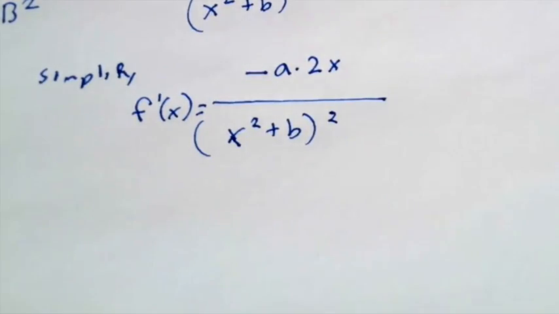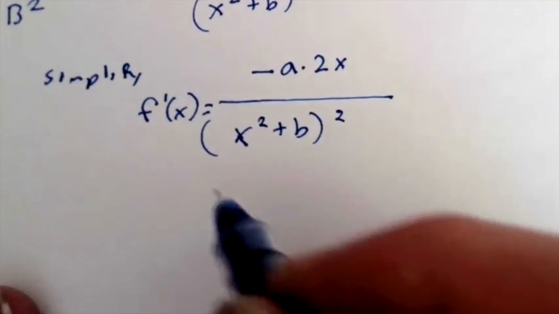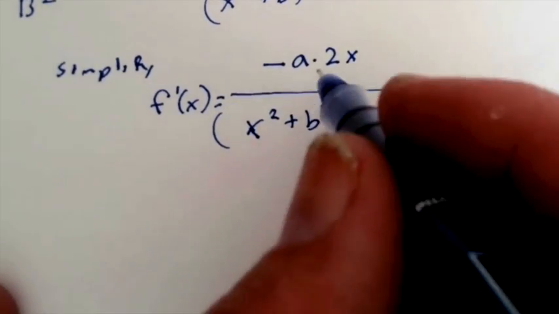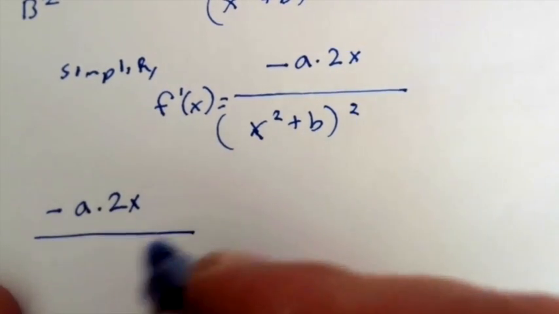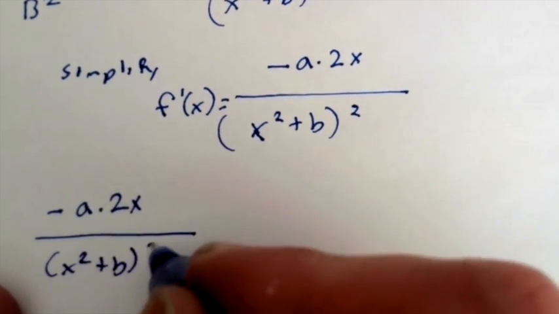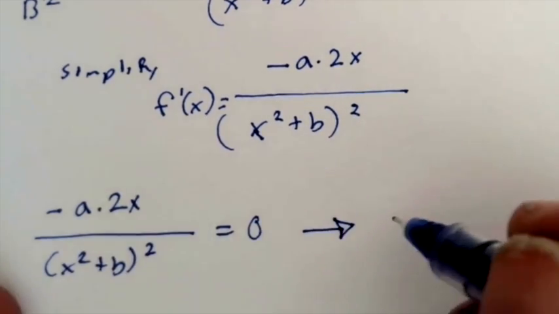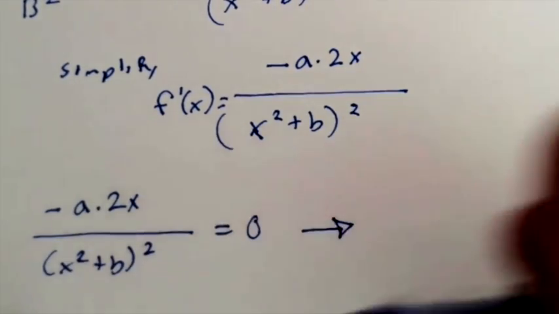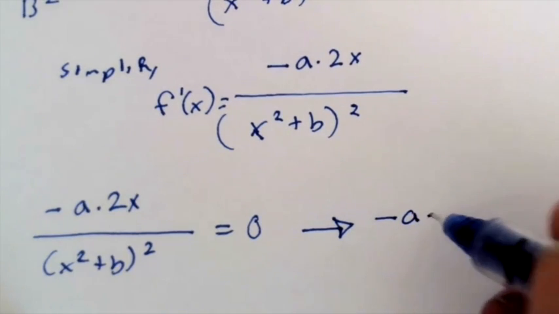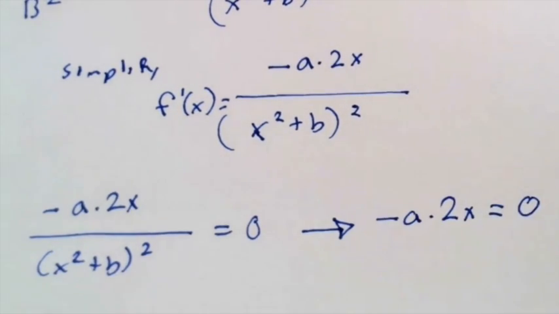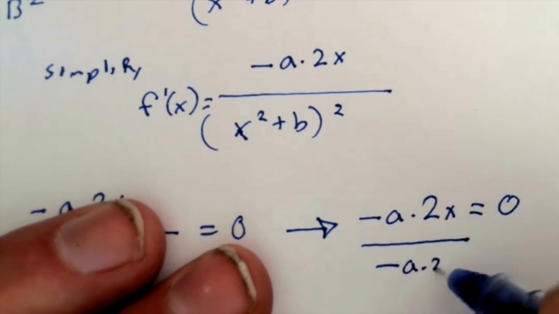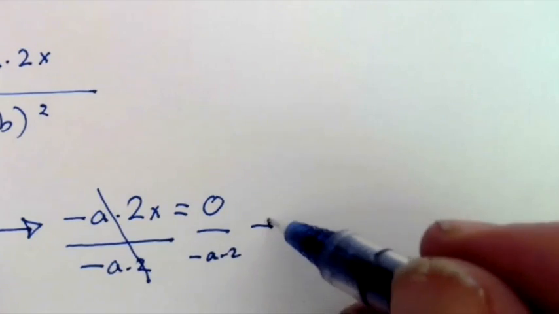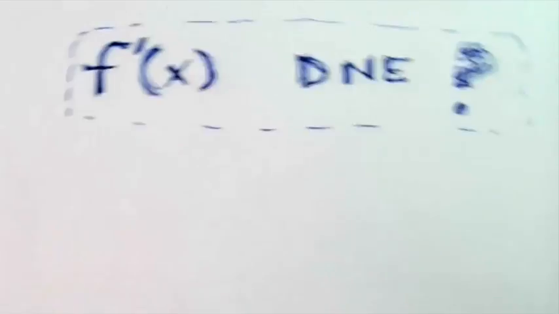And the question I want to ask is, where is this equal to 0? Now, a quotient is 0 when the numerator is equal to 0. So if negative a times 2x over x squared plus b squared is equal to 0, it must be the case that the top part is equal to 0 and the bottom is not. So I'm looking at negative a times 2x equals 0. Trying to solve this for x, I can divide both sides by negative a times 2, and I get x equals 0.